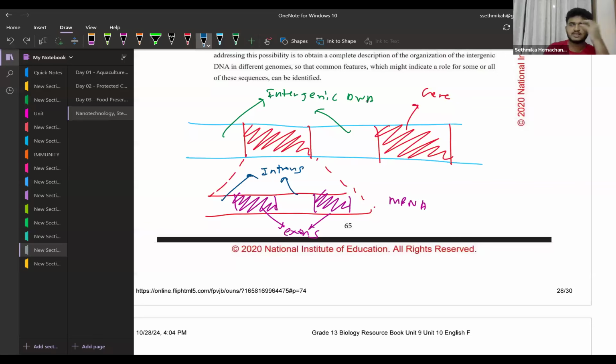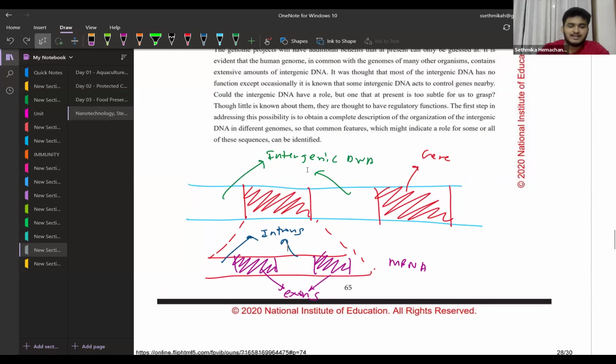Even though it is transcribed, it's not translated. So again, no function. Anyway, when we consider this intergenic DNA, I gave the questions below just to test your knowledge on molecular biology, and it seems not very good.